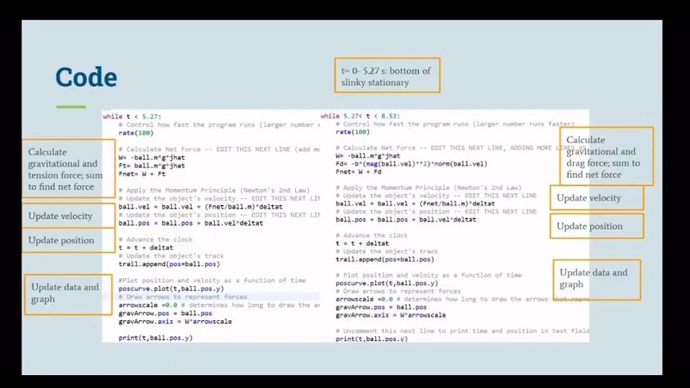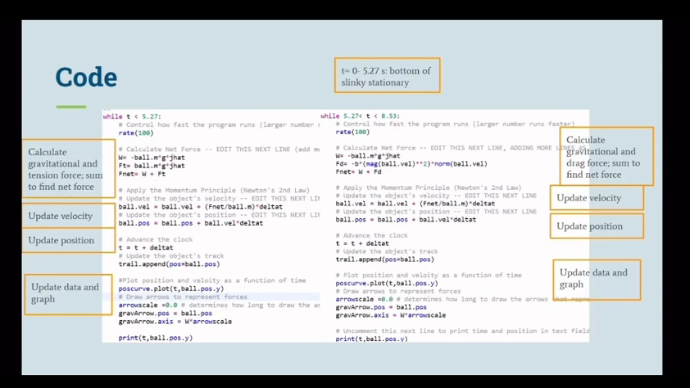When time is less than 5.27 seconds, the bottom of the slinky is motionless. For this part of the code, the gravitational and tension forces are calculated using the formulas mentioned earlier and summed up to get the net force. Next, the velocity and position are updated from the net force.